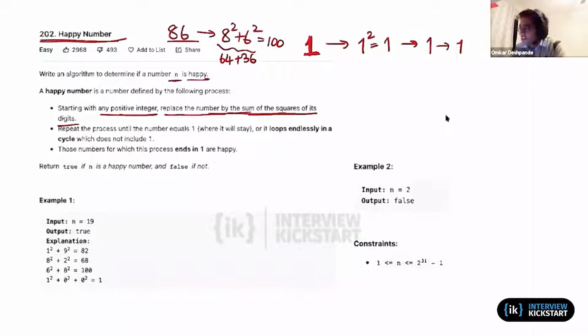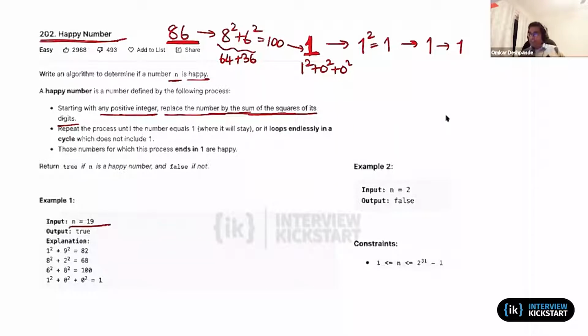The next number generated out of 100 will be 1 squared plus 0 squared plus 0 squared, which is 1. And once you reach a 1, you'll stay there forever. So this makes 86 a happy number, because if you start from 86 and apply this a couple of times, you reach 1 and then you stay at 1.